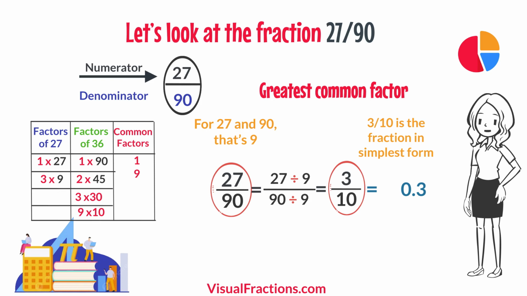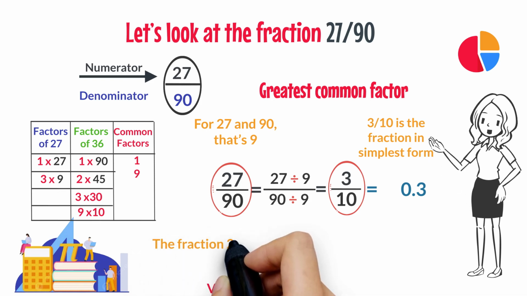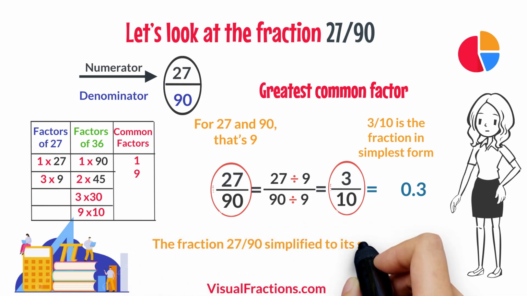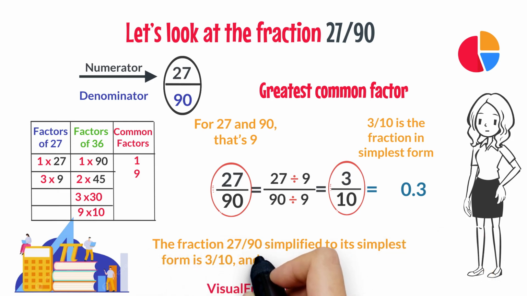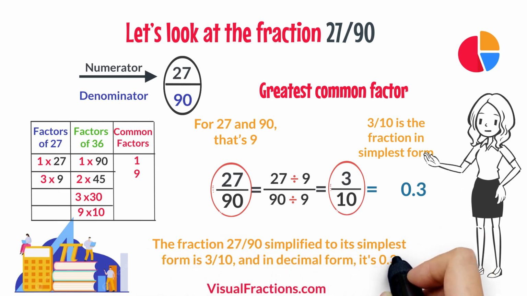So, there you have it. The fraction 27/90ths simplified to its simplest form is 3/10, and in decimal form, it's 0.3.